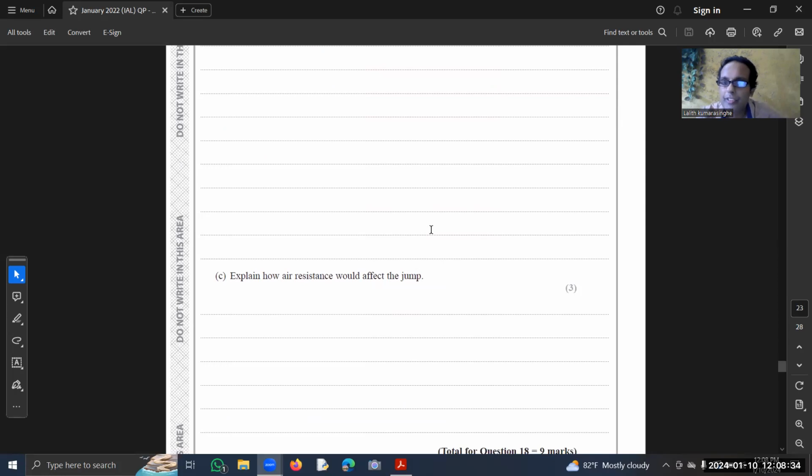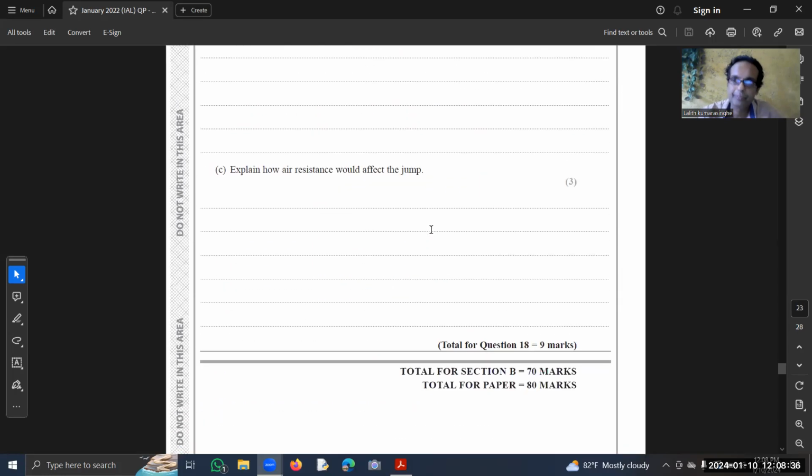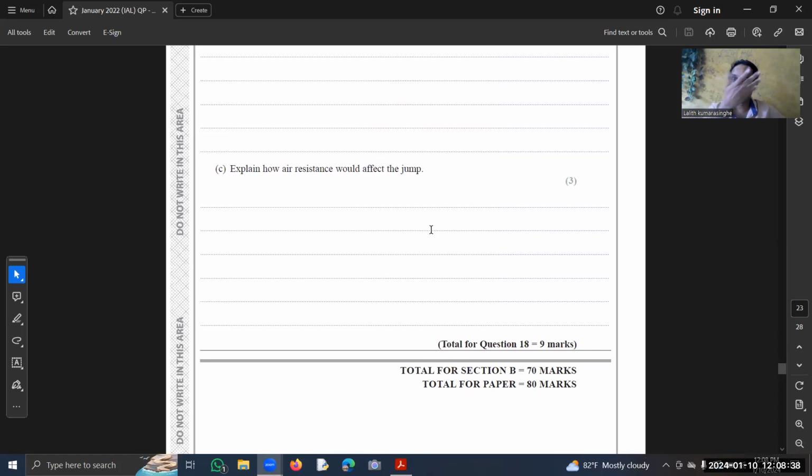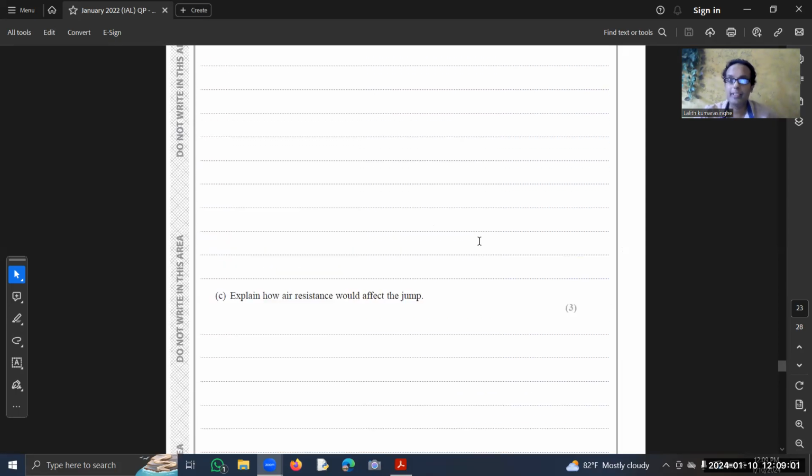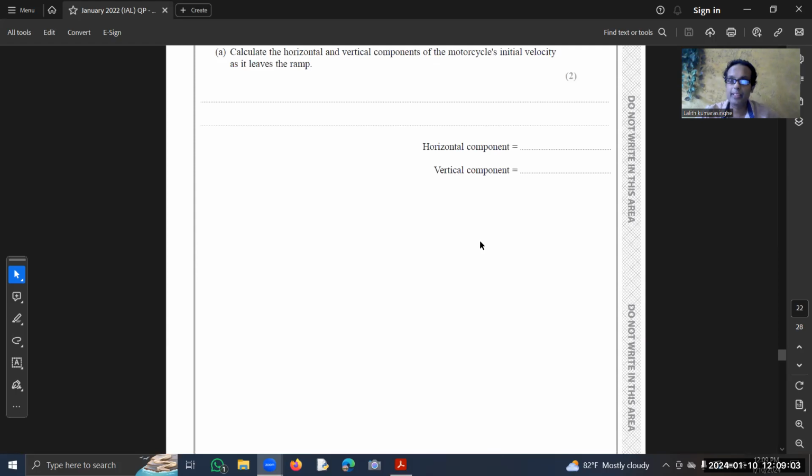Explain how the air resistance would affect the jump. What will happen? So horizontally, now we consider it's going at constant speed; with air resistance, it will decelerate horizontally. So therefore, during that time it will travel less horizontal distance. And the flight time will also decrease. Vertically also, it will slow down at a higher rate than 9.8, so the flight time will be less.